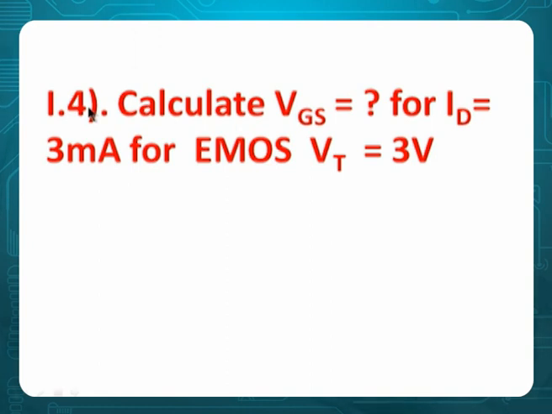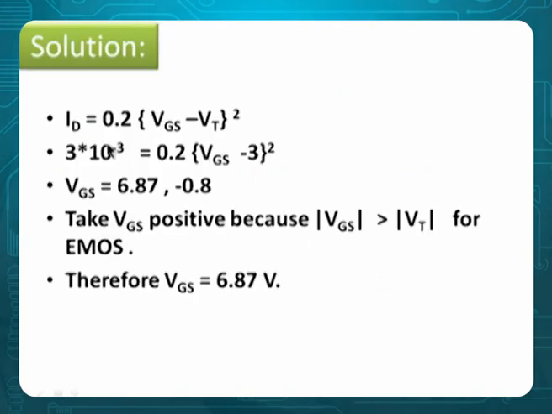Problem 4. Calculate VGS for ID is 3 milli, for enhancement MOSFET, VT is equal to 3. So what is the equation that you have? You have a standard equation for E MOSFET. ID is equal to K into VGS minus VT whole square. 3 milli, 0.2 into VGS minus 3 whole square. Why? Because V threshold is given as 3 here. 0.2 is the K value. In fact, he gave the value there.